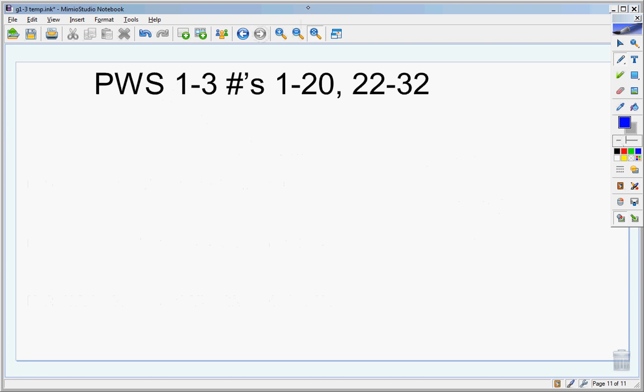There's your assignment. It's out of the workbook. You need to do 1 through 20, then 22 through 32. And when it says 1-3, which form are we doing? Form G.